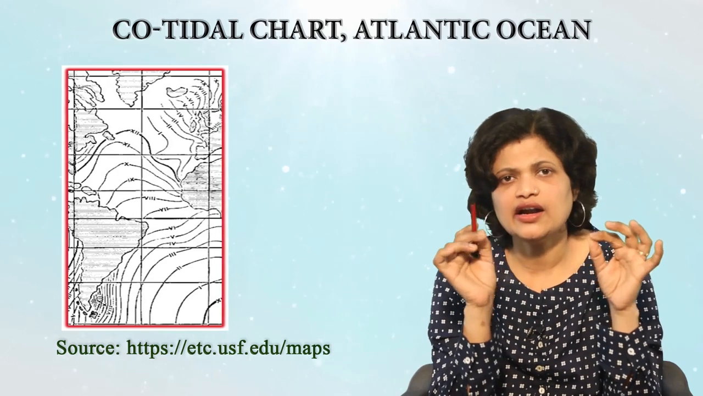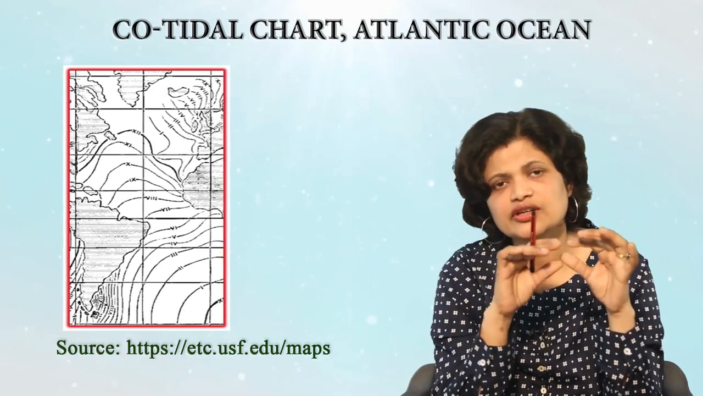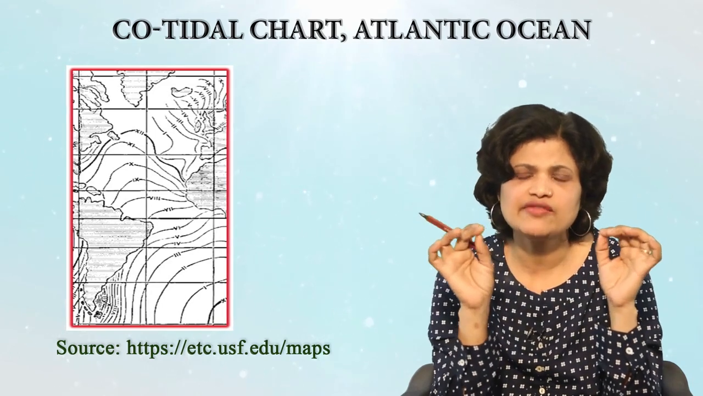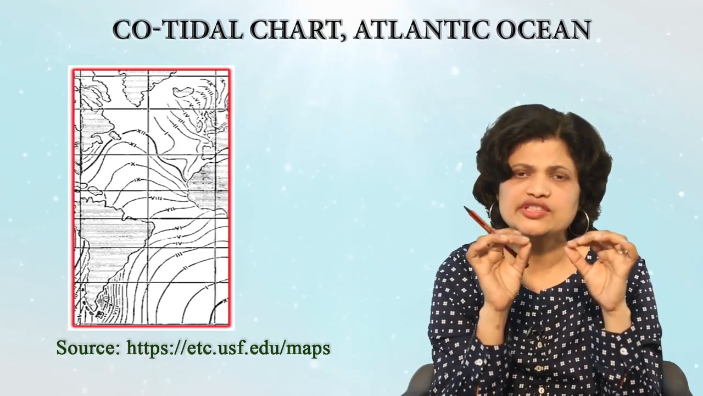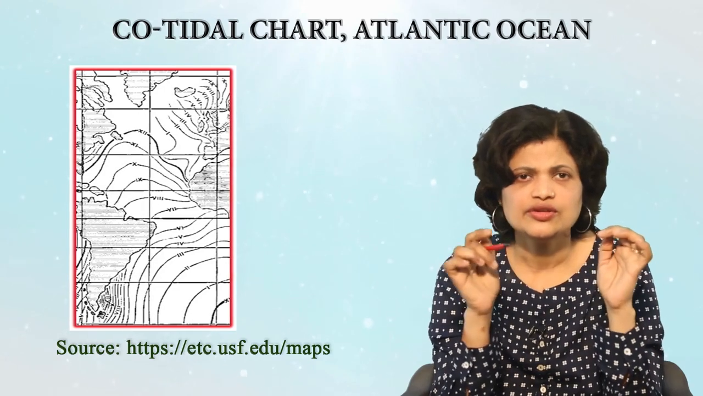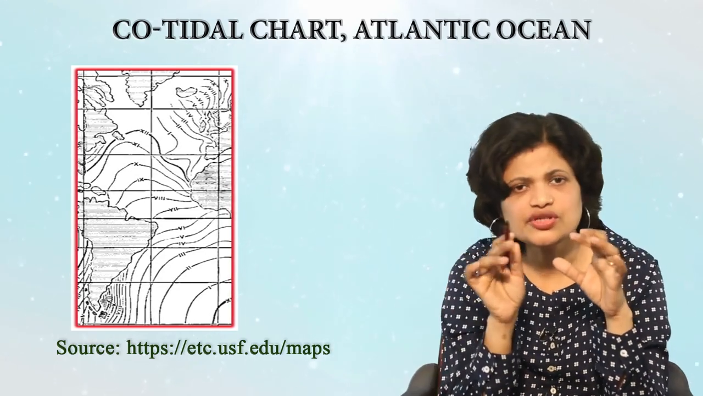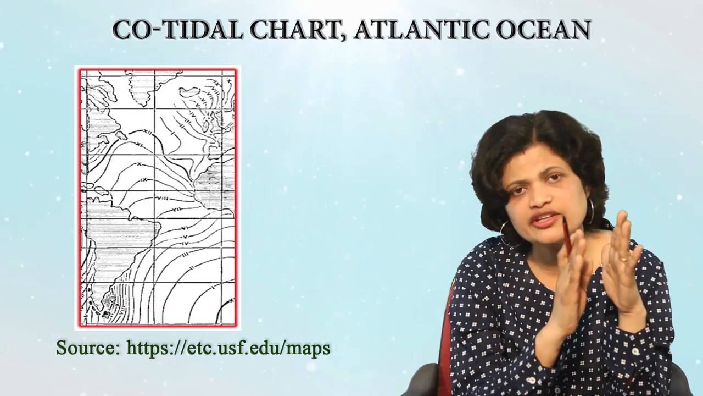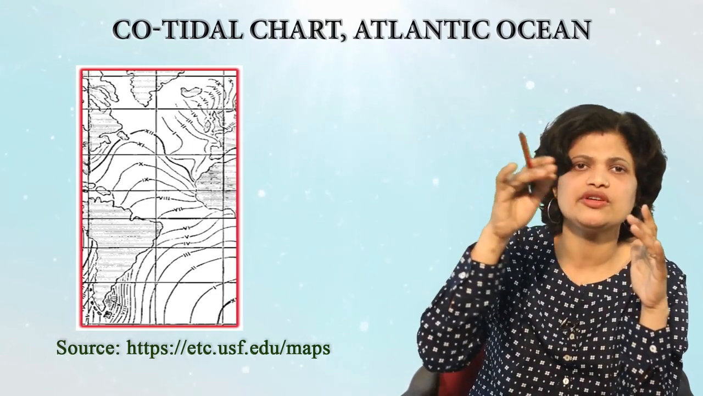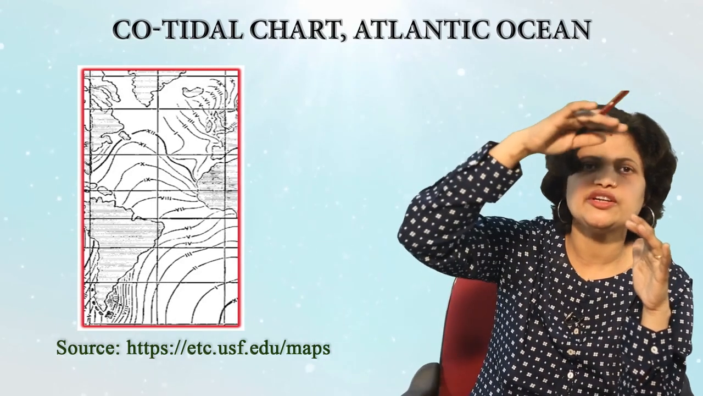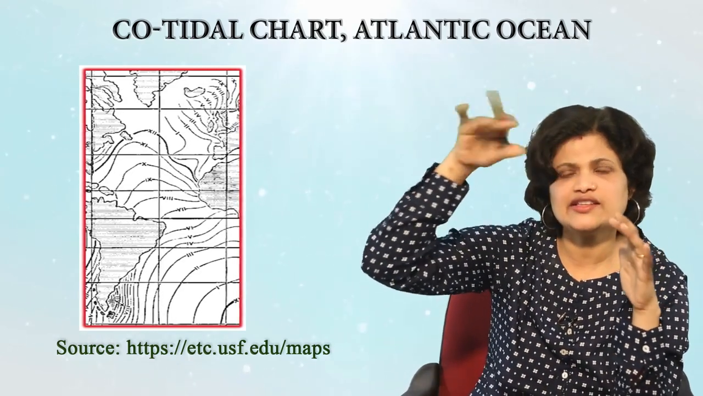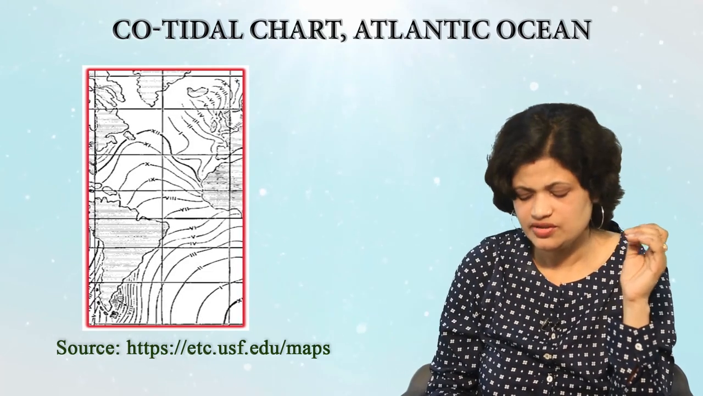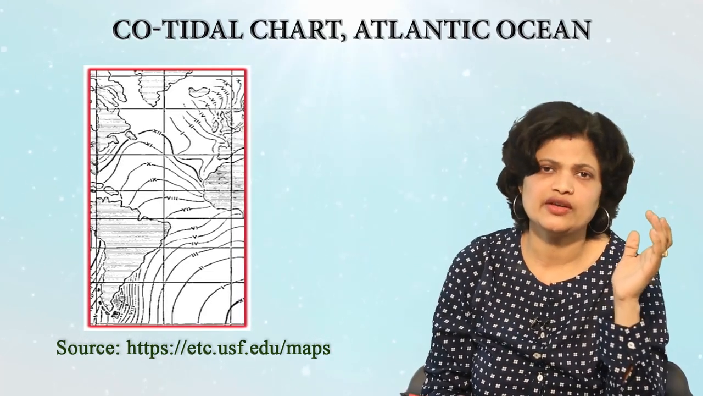Co-tidal lines are imaginary lines on the map drawn connecting places having the same time of the high tide. So you see, first in the southern ocean it is moving towards the west, and because of the continental barrier it is again moving towards the north, and then different time co-tidal lines are drawn further northwards, and this was actually drawn by G.B.